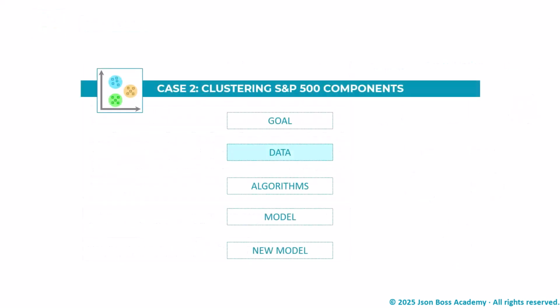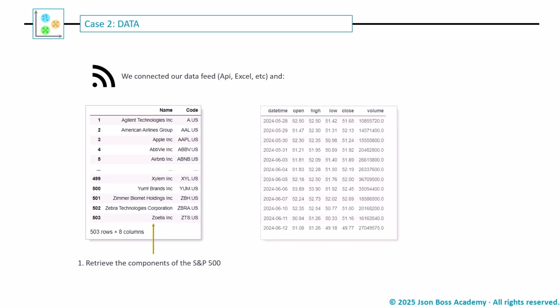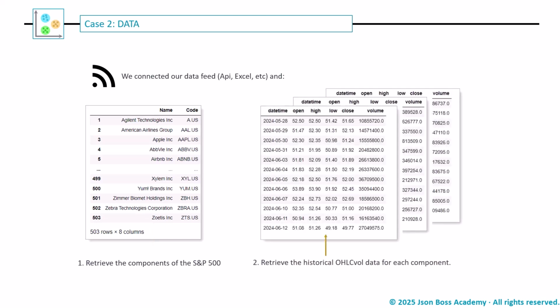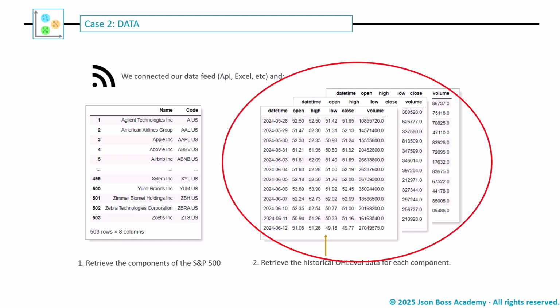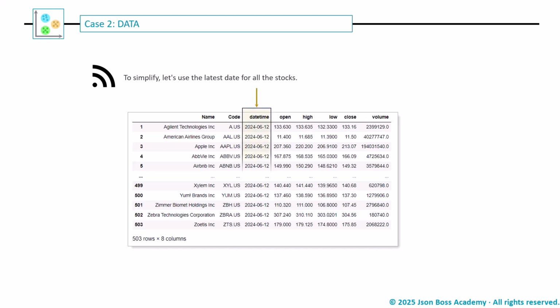Second, what data do we need? 1. The first thing we need is to retrieve the components of the S&P 500 from our data provider. 2. After that, we'll need a historical data set, in this case daily, but it could also be hourly data, 15-minute intervals, or any other period. The historical data is necessary to calculate the technical indicators as the predictive features. 3. To better illustrate this, we will only look at the last day, which in our example is June 12th, but this calculation would be done for every day in the historical data.